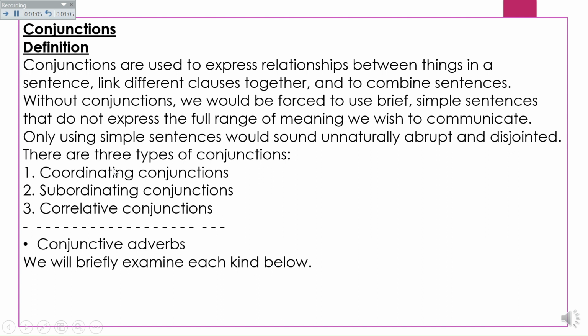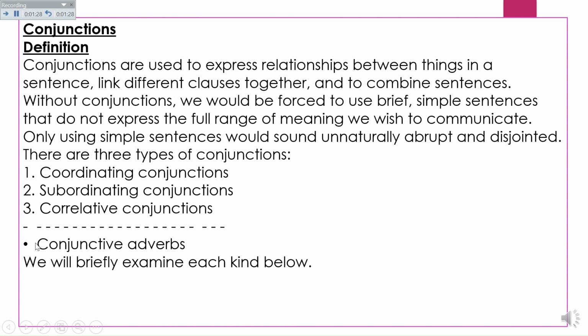There are three types of conjunctions, guys. The first one is coordinating conjunction. The second one is subordinating conjunction. The third one is correlative conjunction. The coordinating conjunctions, we also call them coordinators. Subordinating conjunctions, we call them subordinators in short. Correlative conjunctions are also called paired conjunctions.